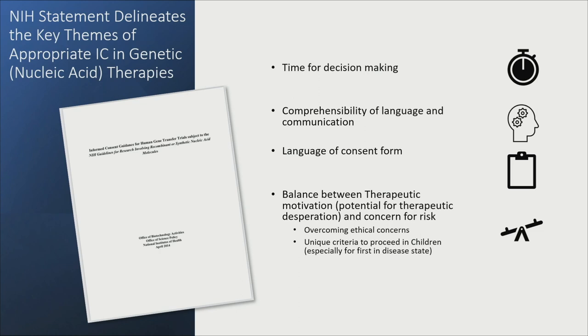In addition to that, thinking about consenting patients is more of a dubious process than it was when designing even small molecule therapies like modulators. This NIH statement delineates some of the key themes of appropriate informed consent for patients, which includes increased time for decision making, increased comprehensibility of language and communication, thinking about the native language of the populations that are being consented, and a balance between the therapeutic motivation for those patients and the concern for risk when those patients have some, we might call it, desperation due to having an end-stage illness which is not currently treated by therapies.